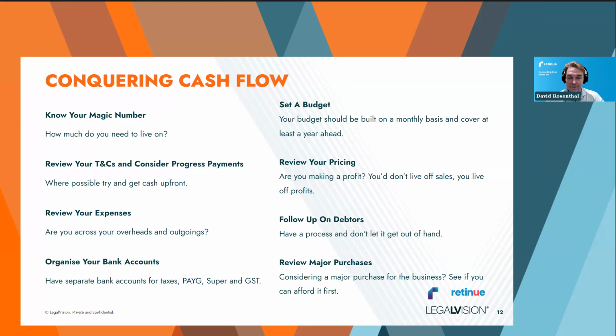Review your pricing. Are you making a profit? Remember, as business owners, you don't live off sales, you live off profit. So you need to understand whether you are actually making money or not. And a good rule of thumb is if you're quoting on jobs and you're winning every single job, you're underquoting. Because by default, you should be in a place where probably people think you're a bit expensive, but if you are winning every single job on price, you are underquoting.